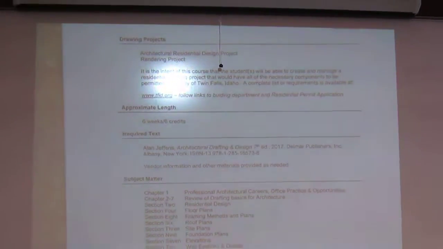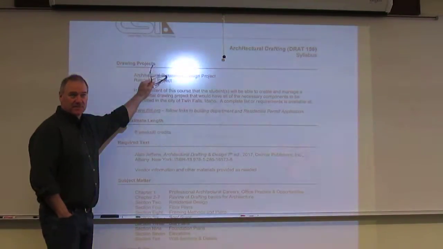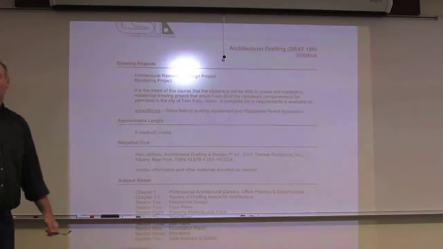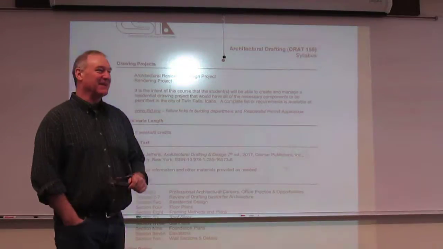Okay, so what we're officially starting today, although we're really going to get into it later this week, is Drafting 156, Architectural Drafting. So what are we doing for this one? You're going to do a residential design project. In essence, we're doing a single family home, or probably the place most of you go home to at night, or used to before you left home when you turned 18, or whatever the case might be.